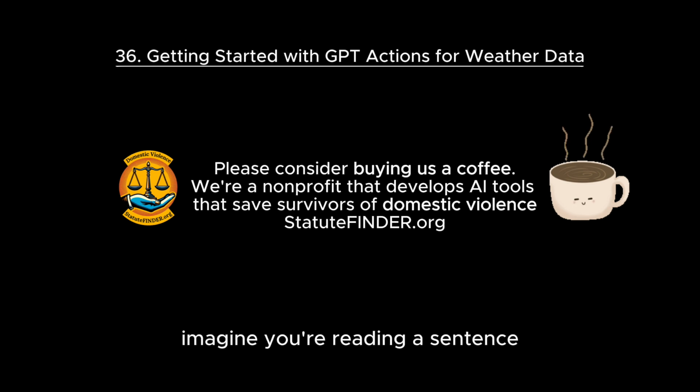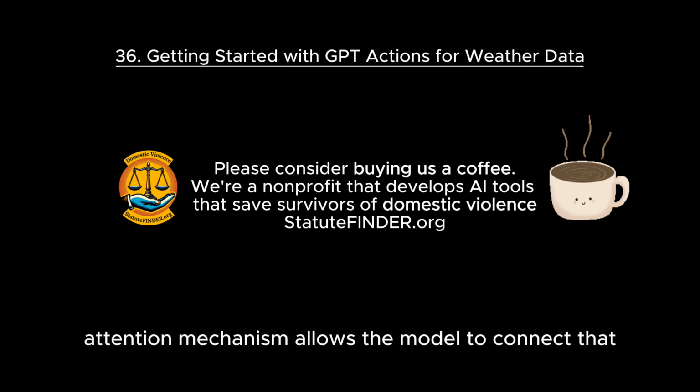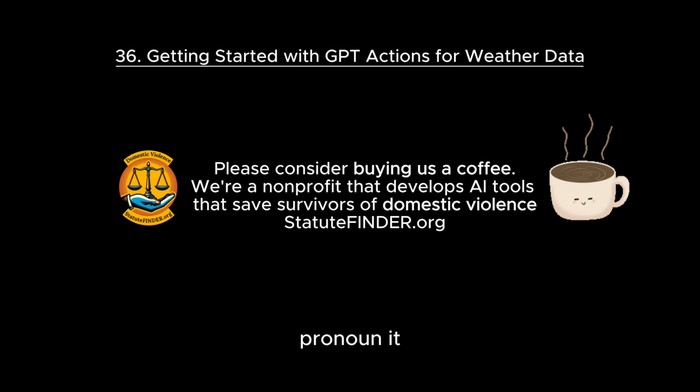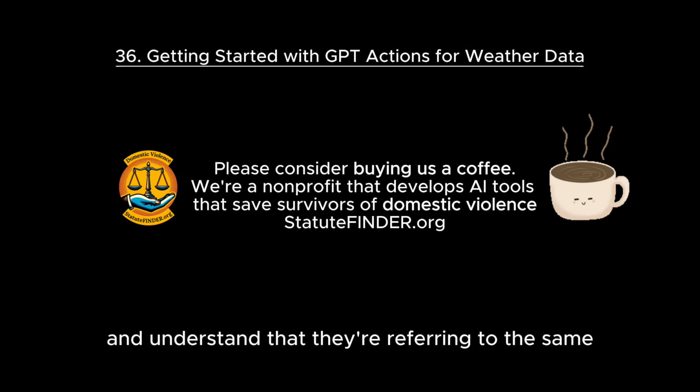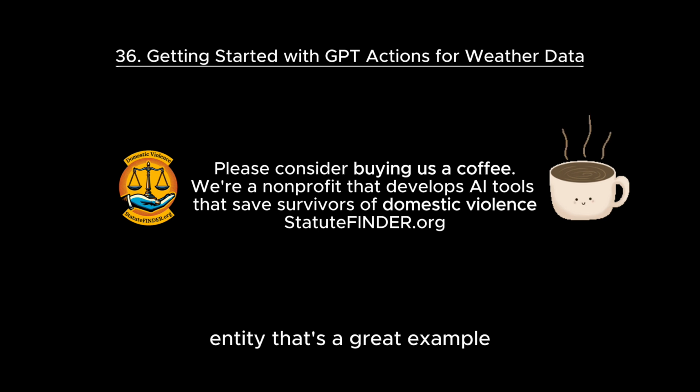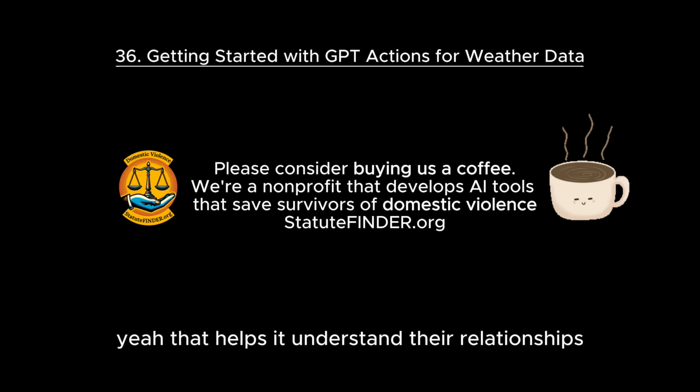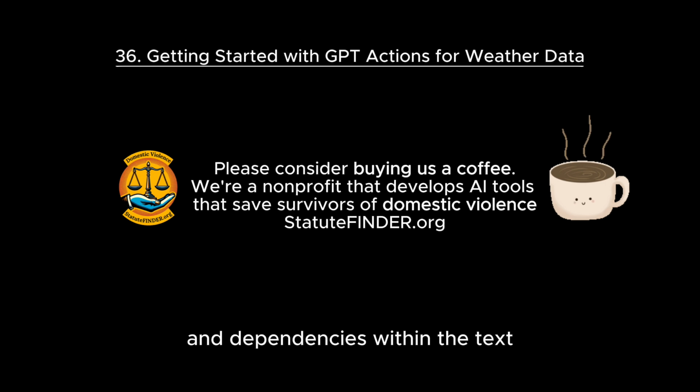Exactly. Imagine you're reading a sentence like, "The cat sat on the mat, but it was not happy." The word "it" refers back to the cat, right? But how does the model know that? It's through attention. The attention mechanism allows the model to connect that pronoun "it" with the noun "cat" and understand that they're referring to the same entity. That's a great example. It's like the model is drawing arrows between words, creating this web of connections that helps it understand the relationships and dependencies within the text.